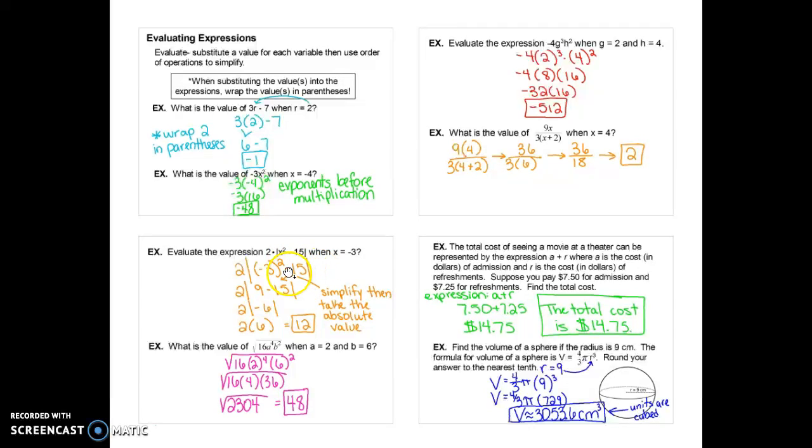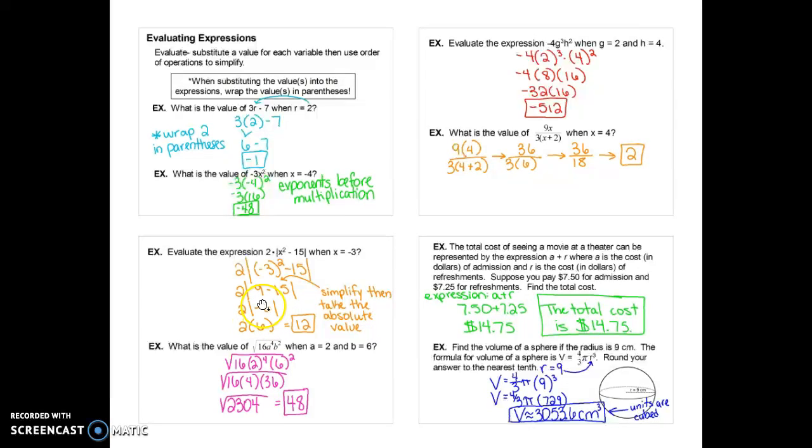Now I need to take care of everything inside of these absolute value bars first. Okay, so -3 to the second power, I can simplify that to be a 9 and carry down my minus 15. Again, I need to simplify what's inside of the absolute value bars before I deal with the actual absolute value. So I carry down my 2, and now 9 minus 15 gives me a -6. Okay, so I now have 2 times the absolute value of -6.